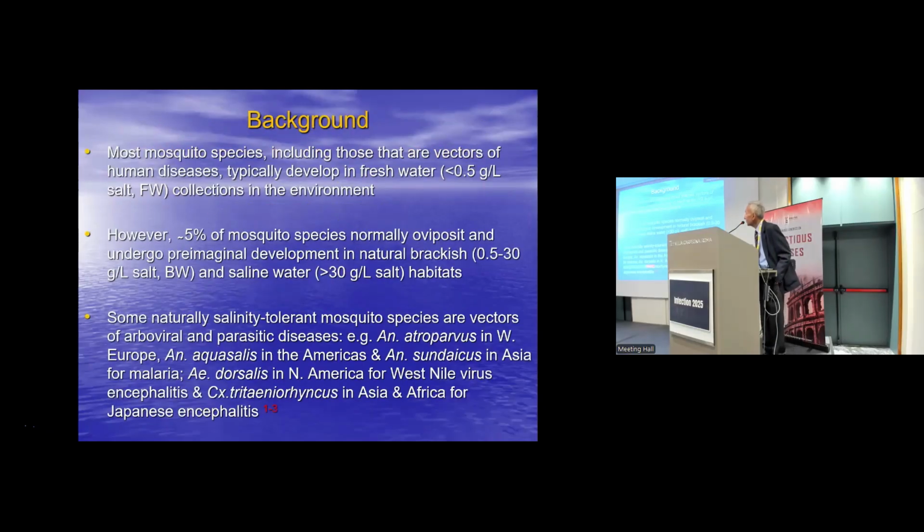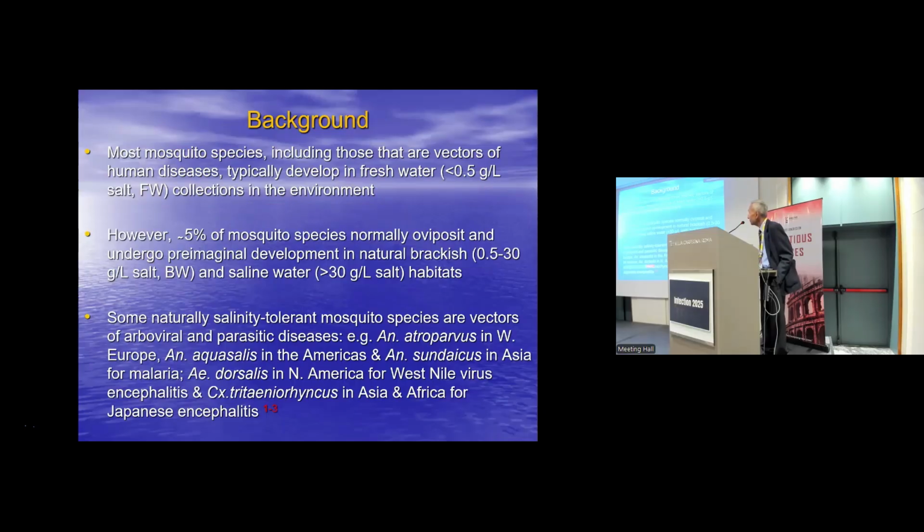So firstly, most mosquito species that are vectors of human diseases typically develop in fresh water, that is, water that contains less than 0.5 gram per liter of salt. That's our definition that we're using here. And it's potable, it's drinkable.